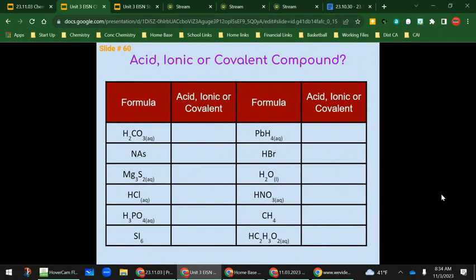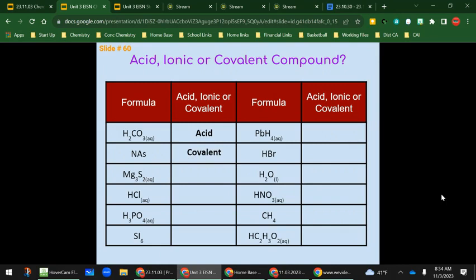Okay. So, looking at that first compound, is that an acid, an ionic, or a covalent compound based on what we've told you so far? Acid. That is an acid. Begins with H, ends with (aq). Okay? NaS, that is covalent. Why, Morgan? Starts with the nonmetal.